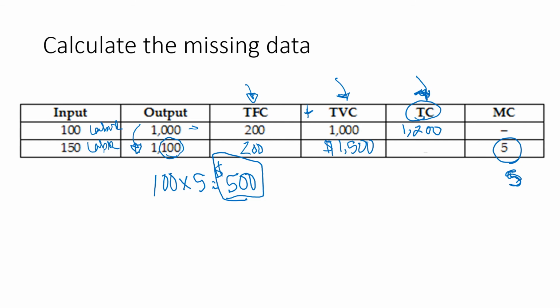So that would then increase our total costs as well. So 200 plus 1,500 is 1,700. 1,700 is going to be our total cost there. So this was the key piece here, knowing that it's going to cost us $5 for every single additional unit that we output, and we're outputting 100 more units, so 100 times 5 is 500. So that's going to increase our total variable cost by 500.